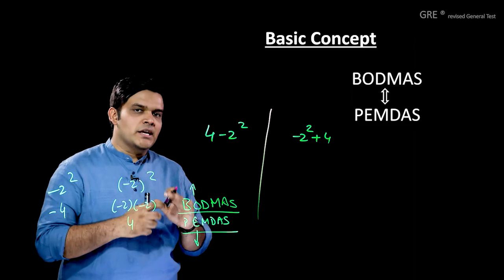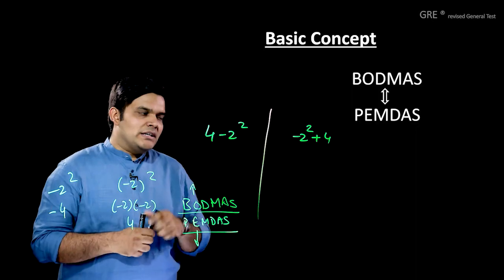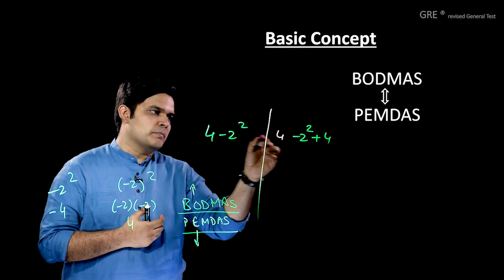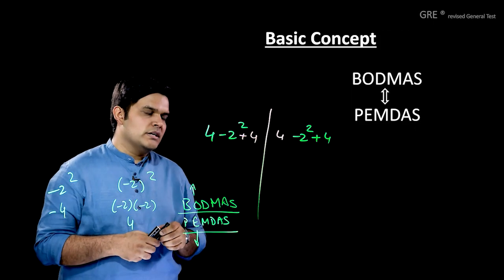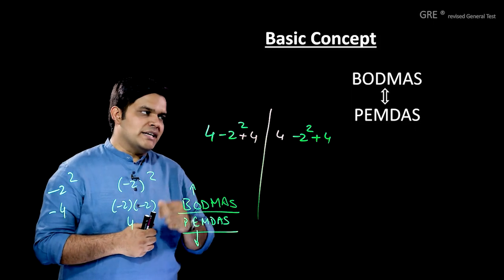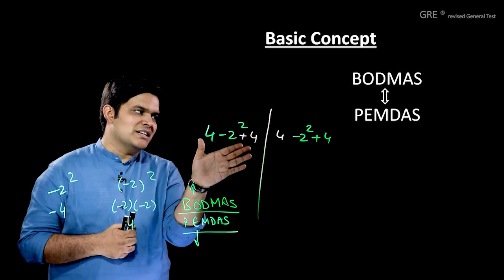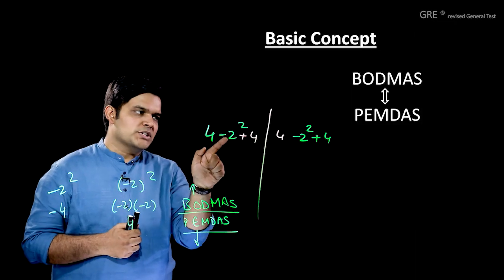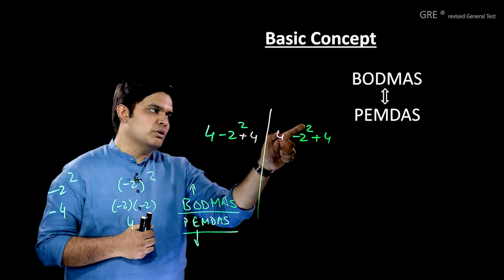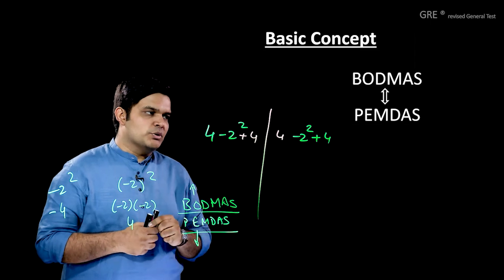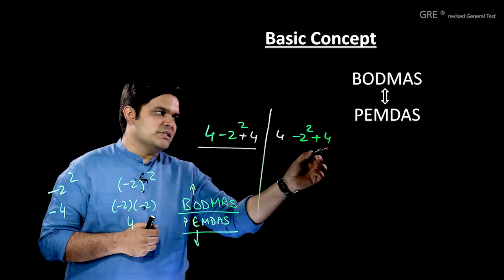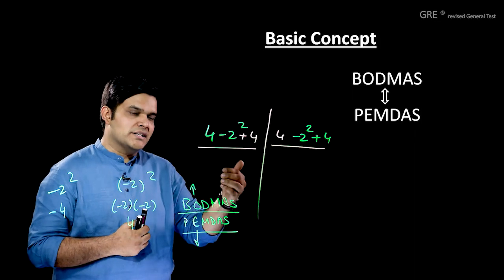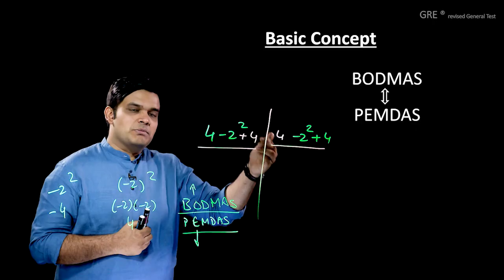Right now, I have no idea whether these two are identical or not. Let's say I add 4 to both sides. After adding 4 to both sides, I can see both the expressions are exactly the same, identical to each other. 4 minus 2 square plus 4, 4 minus 2 square plus 4. If I just stick to this, I can see right now the expressions are the same, which means even if I remove 4 from both sides, the expression is still going to be the same.